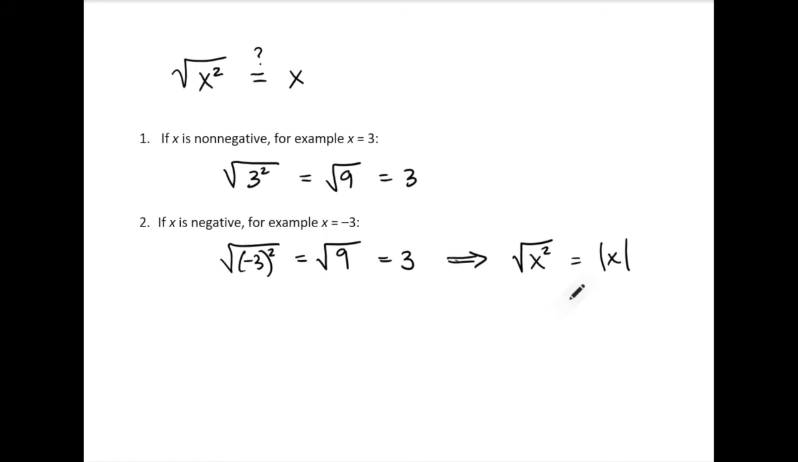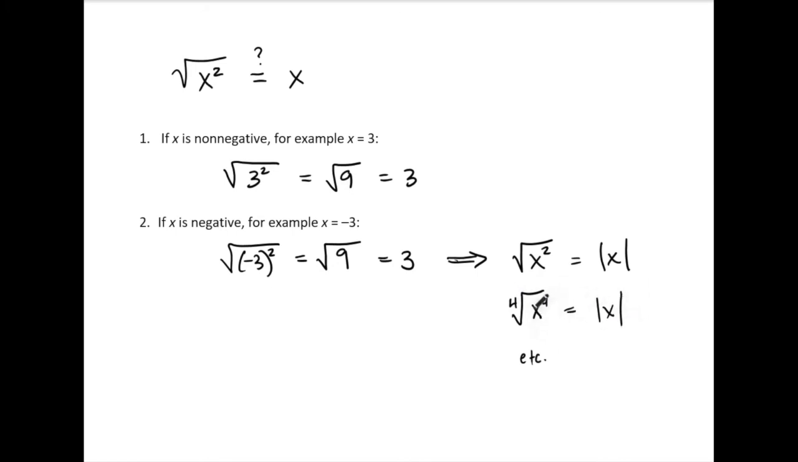In all of the problems we'll be doing in this class, we will be assuming that the variables are non-negative, so you won't have to worry about putting the absolute value in your answer. But it is an important point that we should note. This will actually be true for any even root and even power. For example, the 4th root of x to the 4th power is also equal to the absolute value of x.